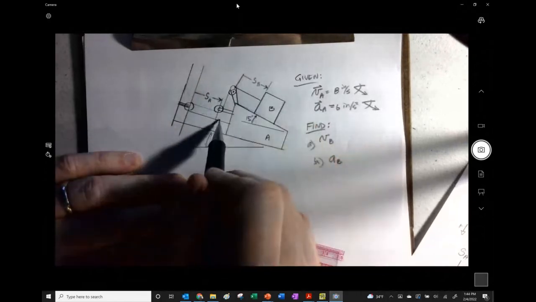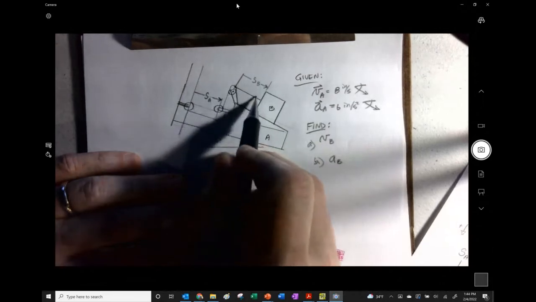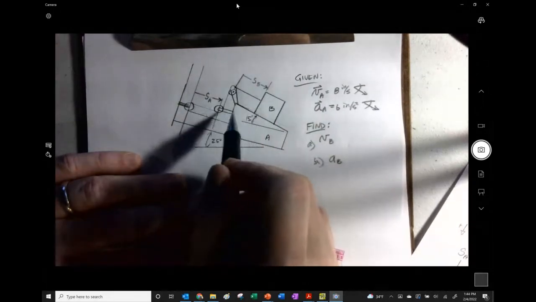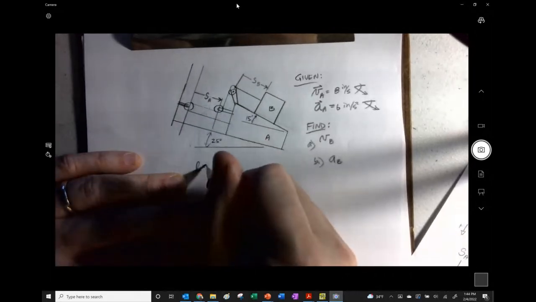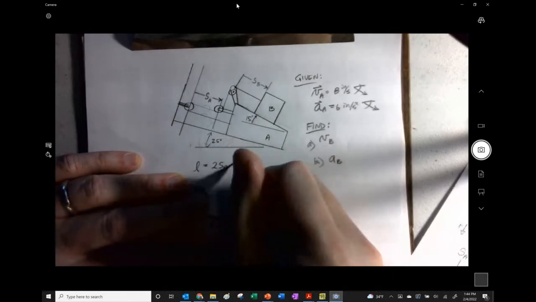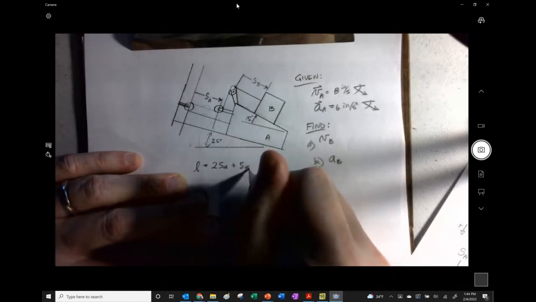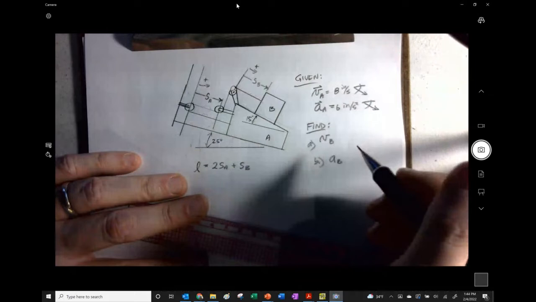All right, so just based on the lengths of this, it appears to me, I can't think of any other reason why not, the length of the thing is going to be 2SA plus SB. And I've decided that that's plus and this is plus.